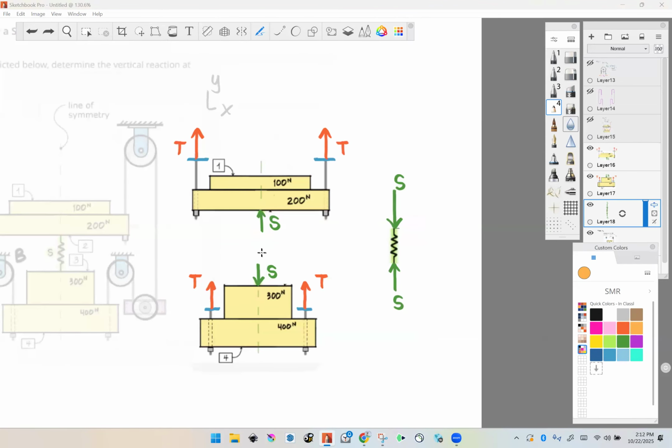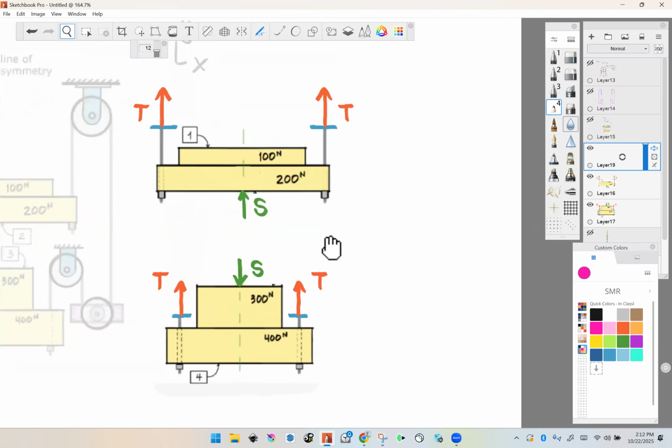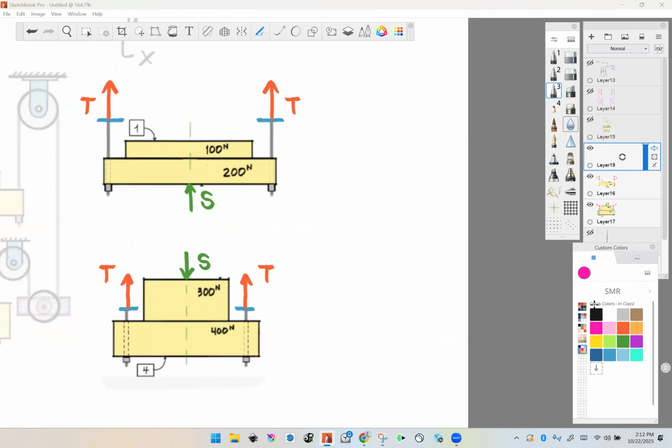All right, I think we're ready to write some equations. I'm going to do a new layer and zoom in, and let's finish this one off. For the top free body, I need a summation of forces in the y direction equals 0. Upward, I have 2T plus S, and downward, I have 300 newtons. Thinking ahead, I'm going to rearrange this: S equals 300 newtons minus 2T. That's the only equation I can write from my equations of equilibrium, and I do have two unknowns, S and T.